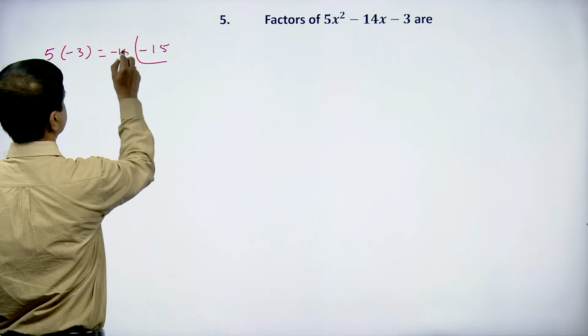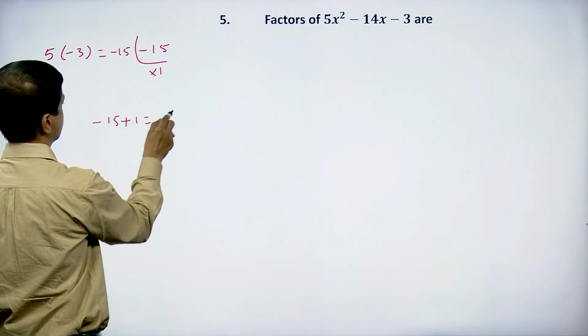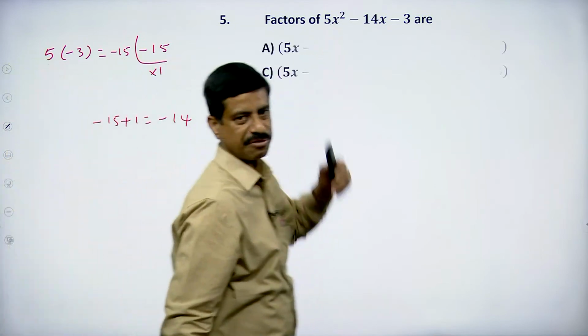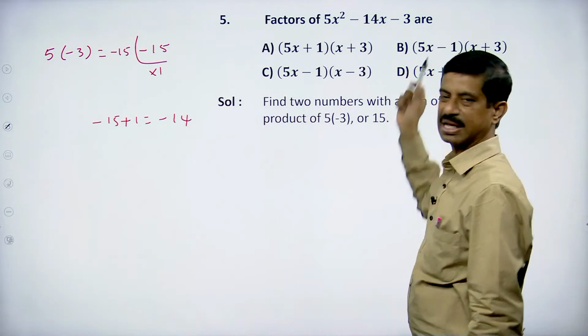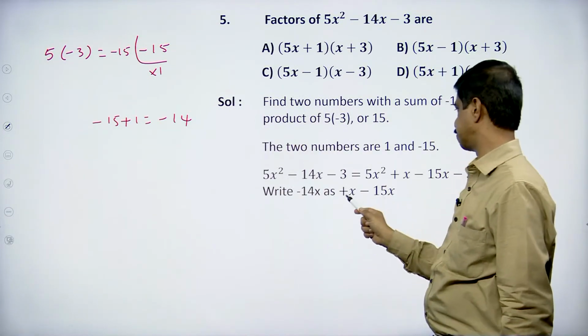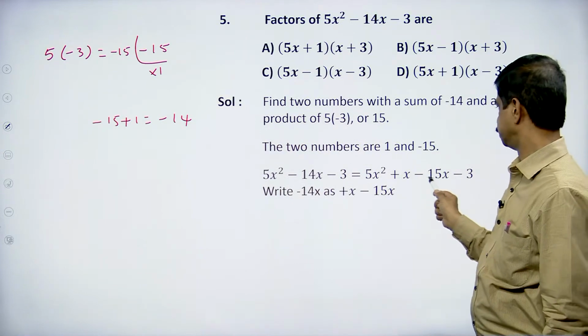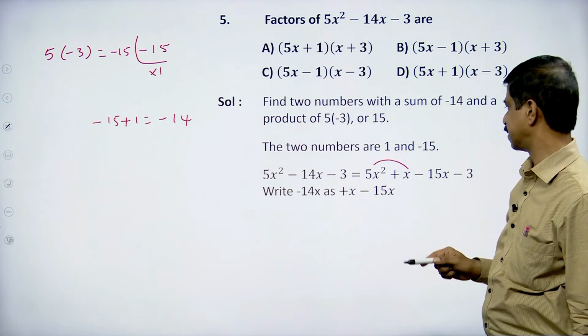So this is minus 15 into 1. So minus 15 plus 1 is minus 14. You got this. So therefore break minus 14x as minus 15x plus x. Therefore you will get it like this, minus 15x plus x. So that's what we have done here. If you take x common here, you will get 5x plus 1.